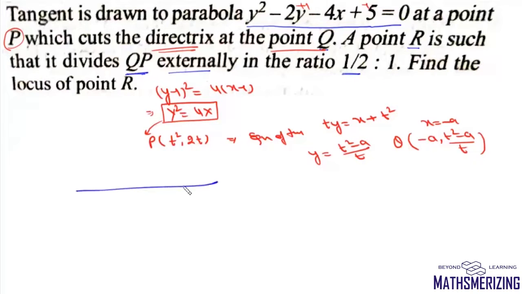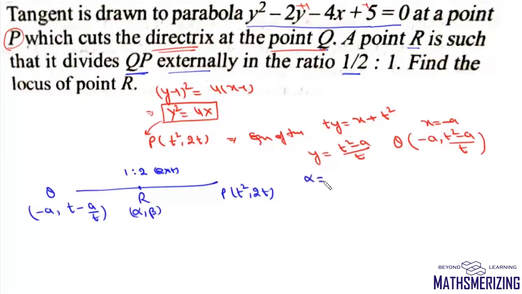So that means we have this point Q, which is minus a, and I'll write this as (t minus a) upon t, and then P is (t square, 2t), and then we need to find this point R, which divides it in the ratio 1:2 externally, and say this point is (alpha, beta). So we can write alpha as t square minus 2. What's the value of a? A is 1. So it'll be simply (t square plus 2) upon minus 1.